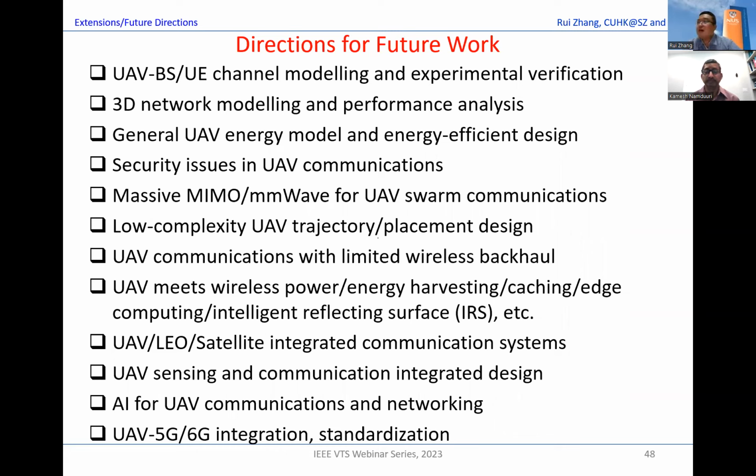The other direction will be satellite communication, especially with the new low Earth orbit satellites, you know, Starlink, driven by these activities.